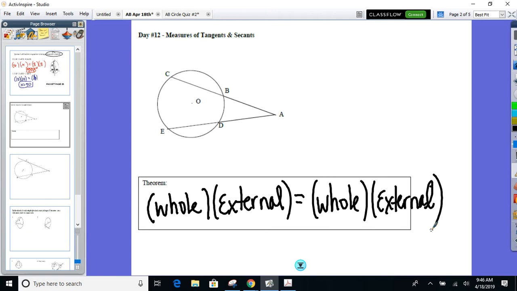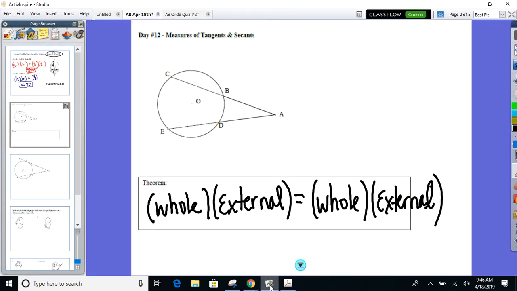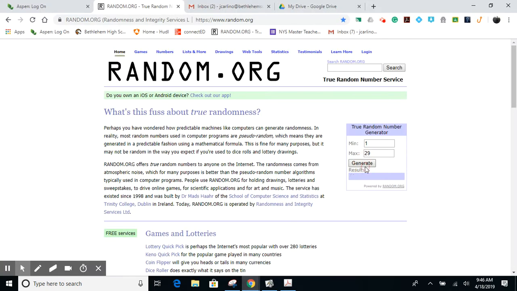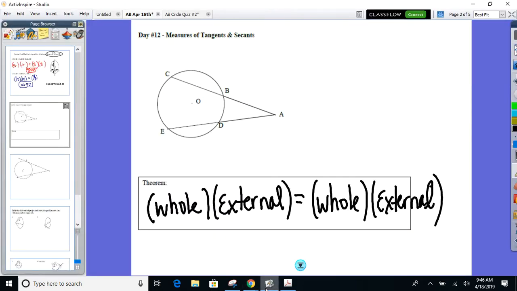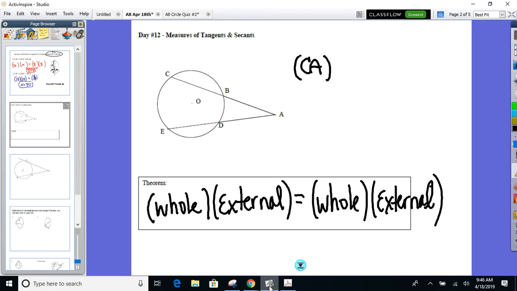Use my diagram. Those are what, by the way? ABC and ADE. Remember what we called those? Secants. Okay. Give me a whole one. Great job. Give me a whole secant. Okay, CA times, ready? The external part. The external part. BA, yep. So CA times BA will have the same value as, go to the other secant.